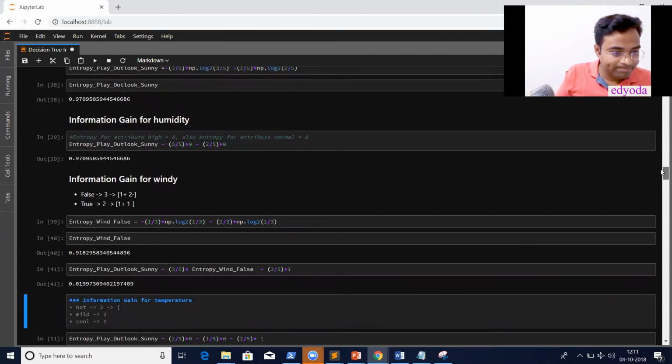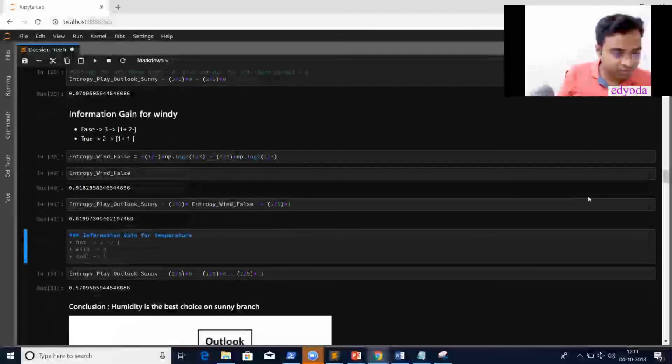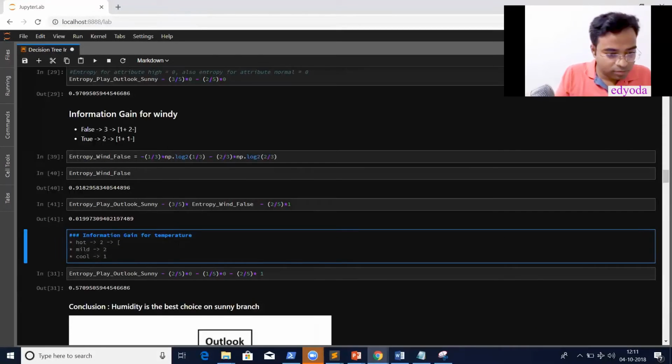Hot, 2, and play no. So it is quite homogeneous. 2 negative, 0 positive, right?